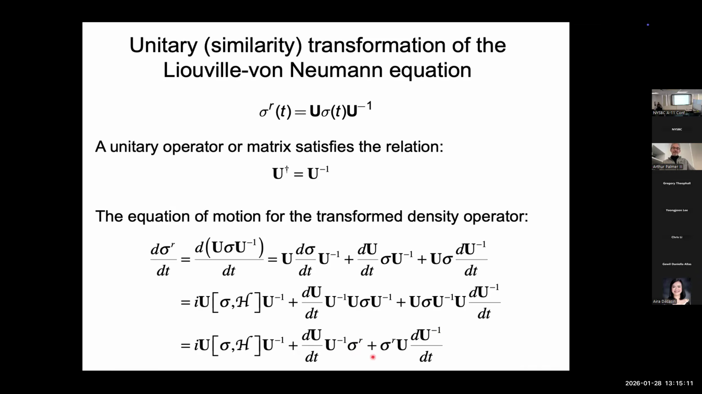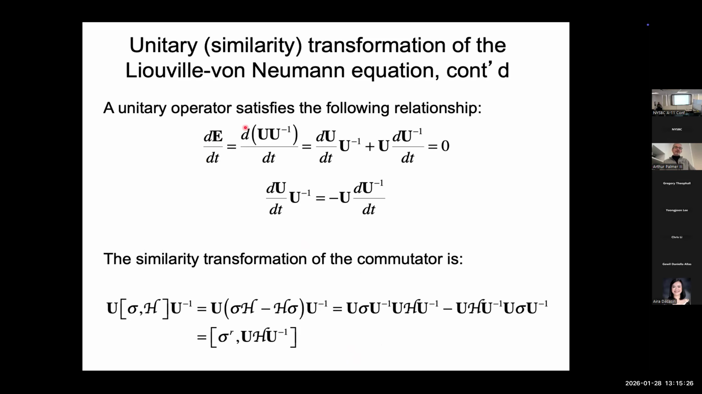So I'm left with this, and I want to try to figure out what U dt U minus 1 is relative to U d U minus 1 dt. So, of course, their product is just the identity. The derivative of the identity is 0. And if I apply the chain rule, I have dU dt times U minus 1 plus U times dU minus 1 dt. That all has to be 0.